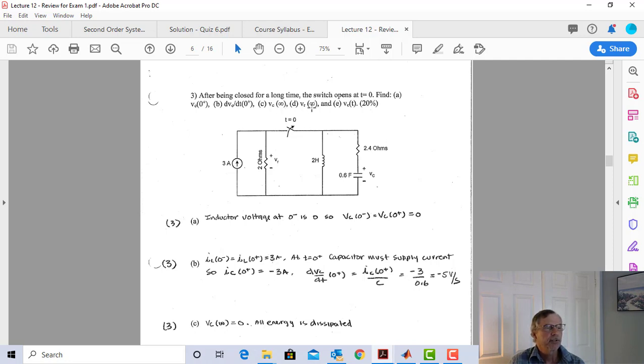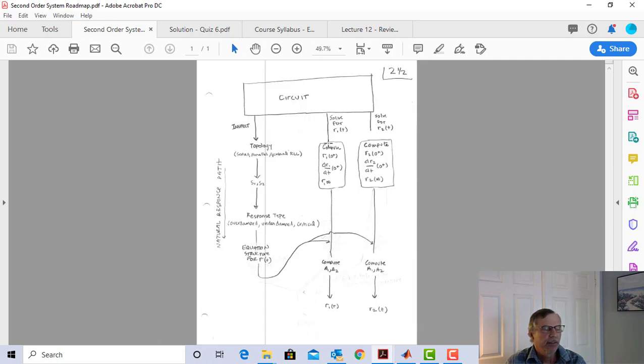In this problem, I just wanted to make it a little more miserable for you, so I asked you to find VR at infinity also. But to get VC of t, I want you to remember that if I'm asked for VC of t, I want the value at 0 plus, the derivative at 0 plus, and the value at infinity. That's all I want.